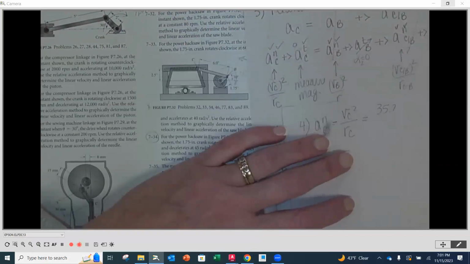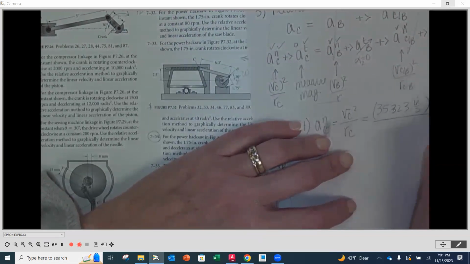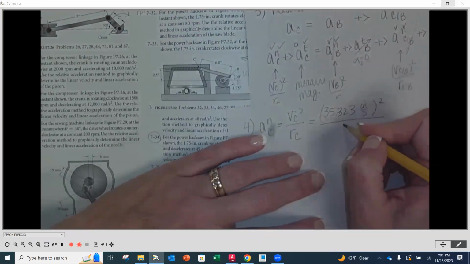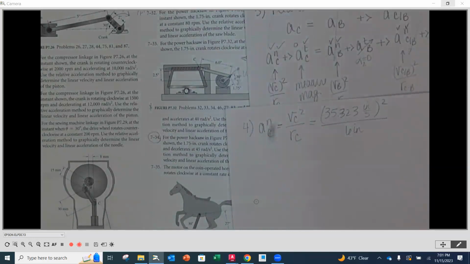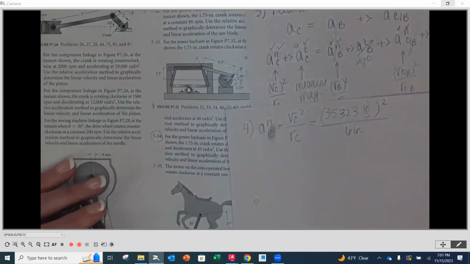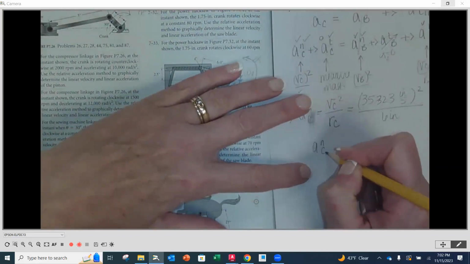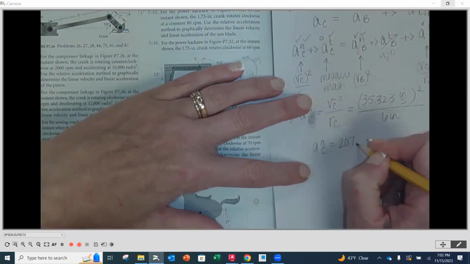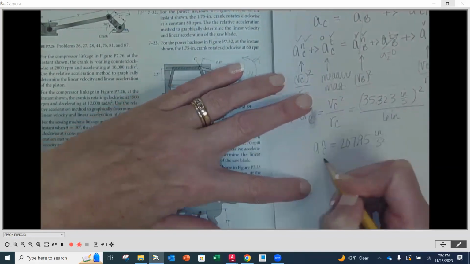So this number is equal to 35.323 inches per second, and we have to square that entire value, and then we're going to be dividing by 6 inches. So the acceleration normal at C is going to be 207.95. Is that what you guys got? Inches per second squared, right?